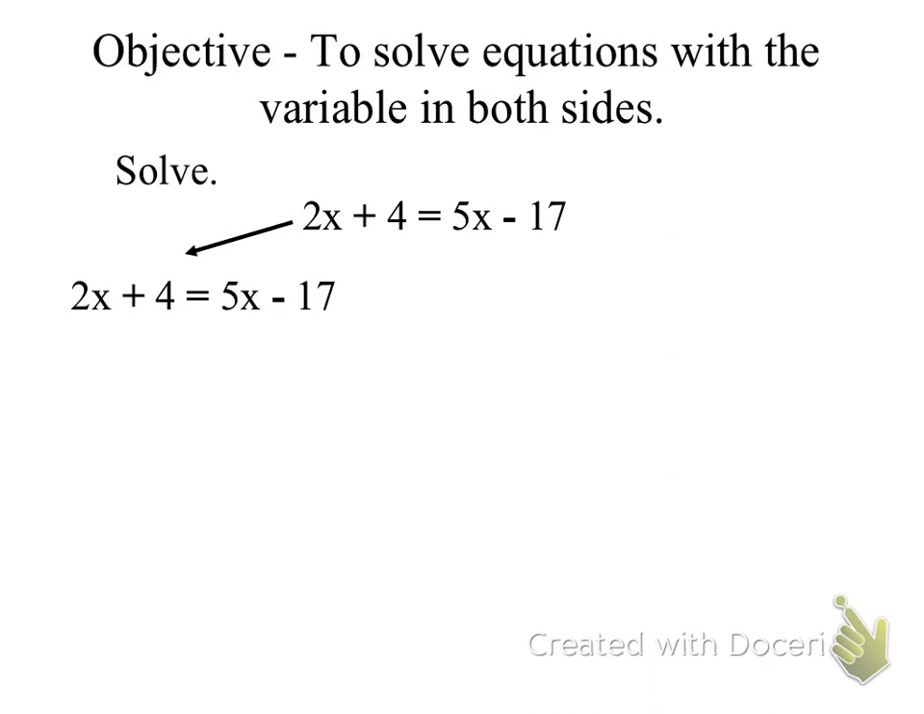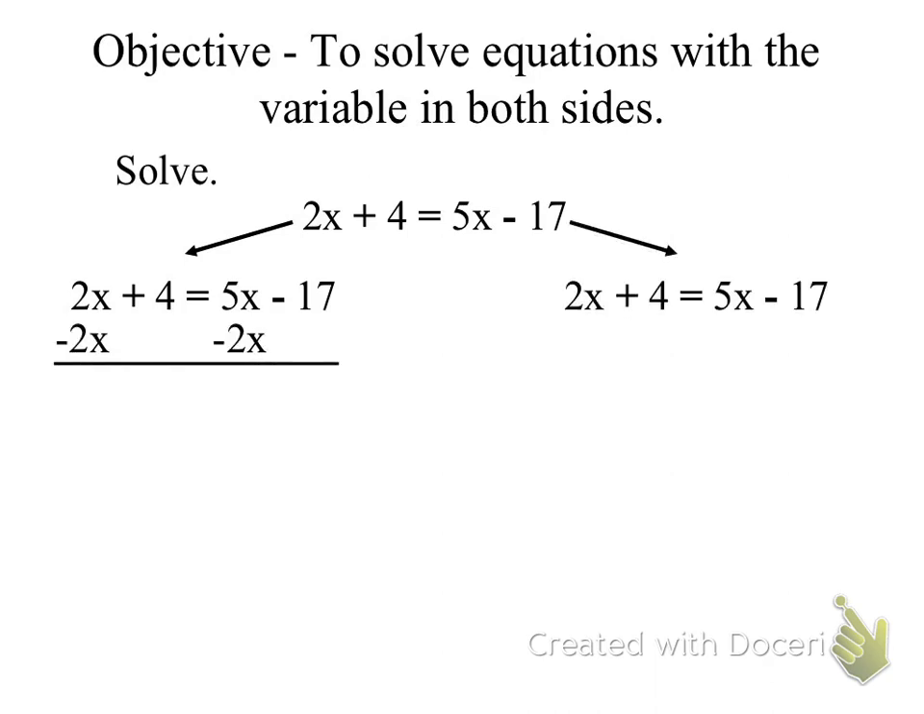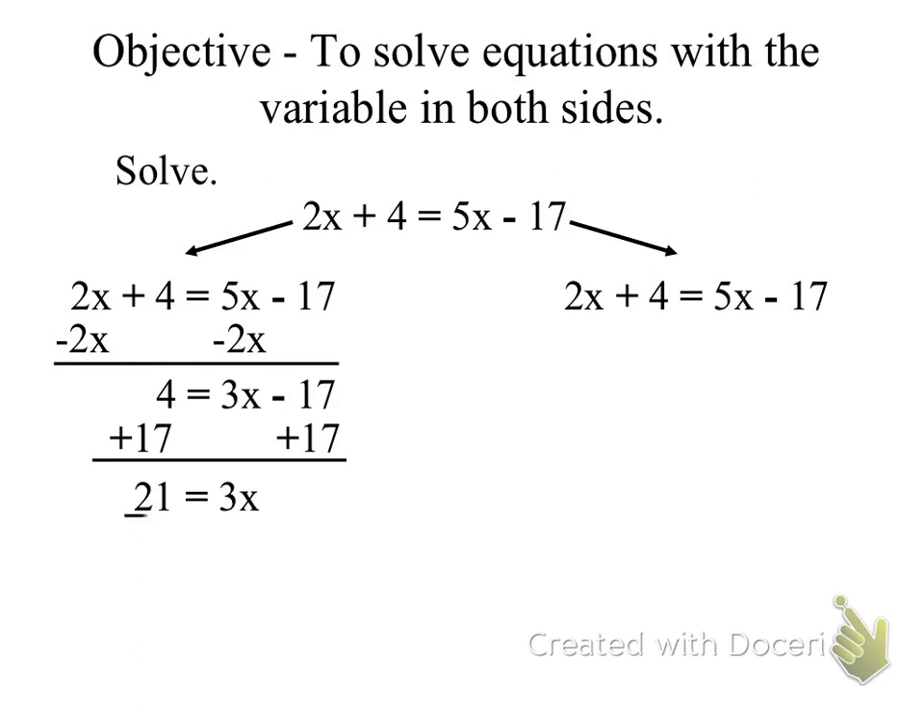So I'm going to move all my x's to one side. I'm going to subtract 2x from both sides of the equation. Next, I'm going to add 17, divide both sides by 3, and now we're left with 7 equals x.